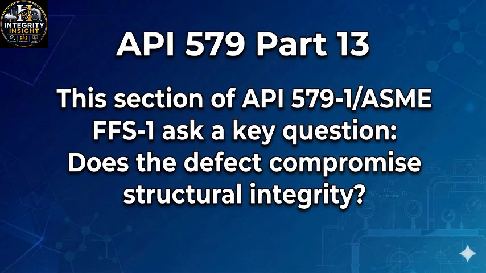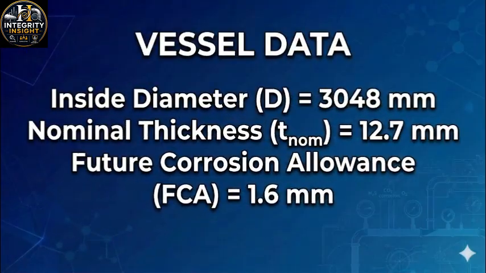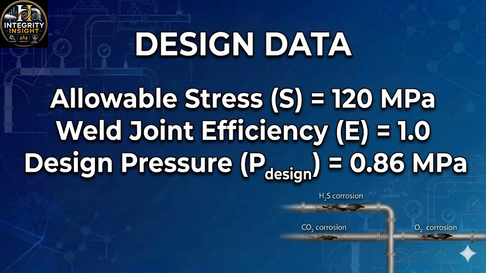Let us start with the information available from inspection and design records. These parameters define both the vessel capacity and the characteristics of the lamination. Vessel data. Inside diameter, 3,048 millimeters. Nominal thickness, 12.7 millimeters. Future corrosion allowance, 1.6 millimeters. Design data. Allowable stress, 120 MPa. Weld joint efficiency, 1.0. Design pressure, 0.86 MPa.